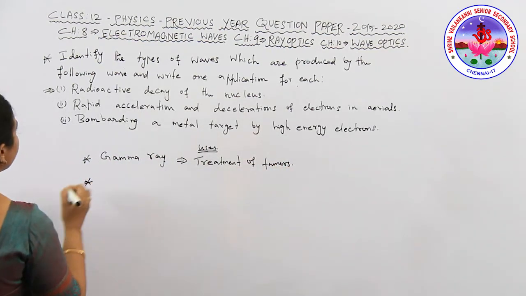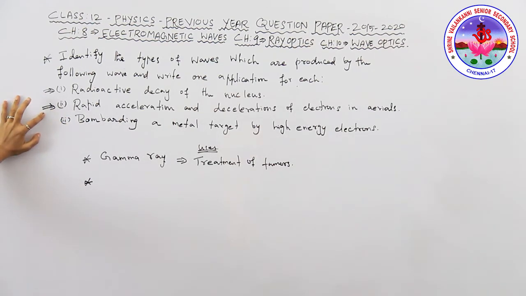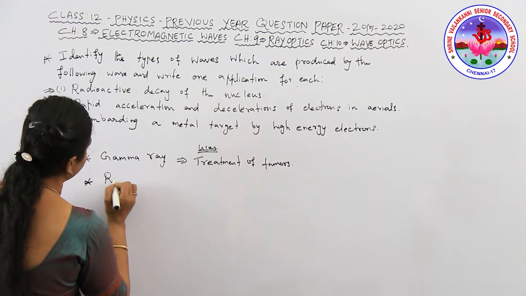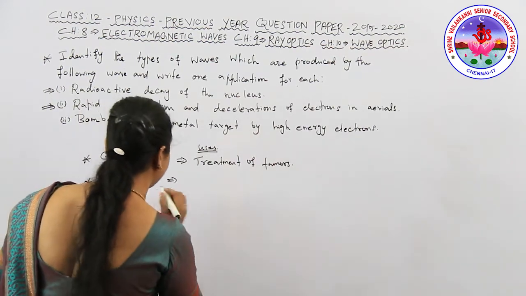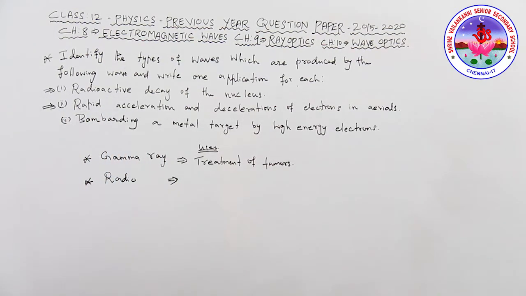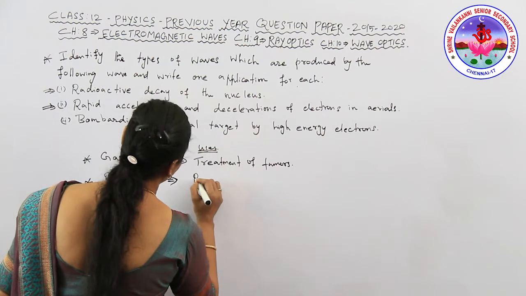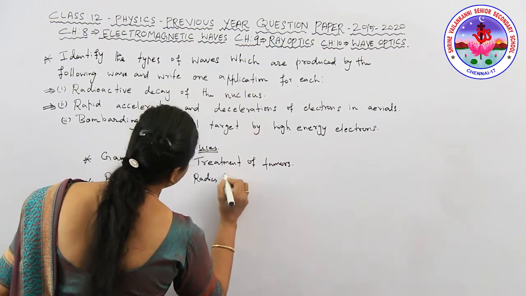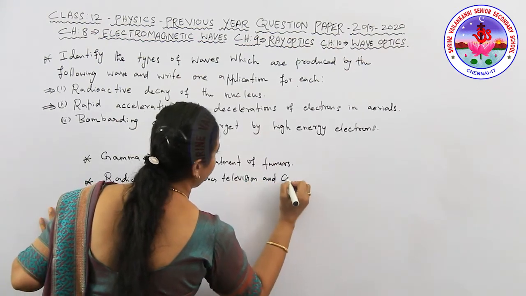Okay, so the next one they have asked about is the rapid acceleration and deceleration of electrons in aerials. That is, we can say, the short range radio wave, and it is used in radio, television, and in general the communication system.